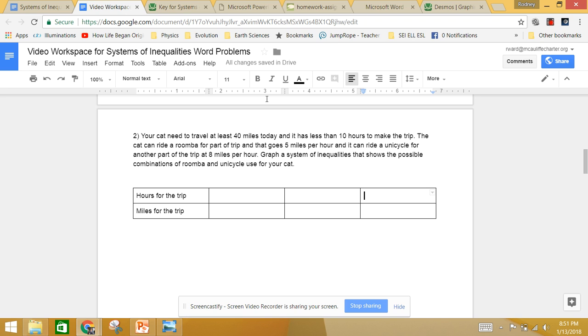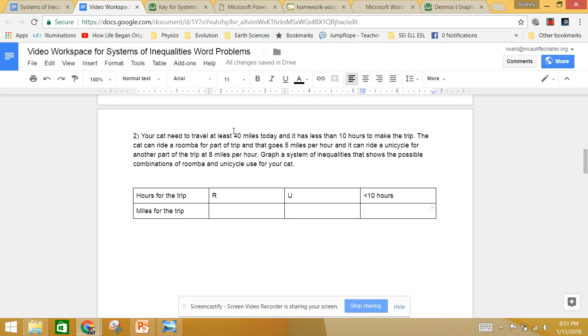Okay, the hours we know have to be, let's see. Your cat has less than 10 hours to make the trip. So we need to have a less than 10. That's the total hours. Now, some number of hours are on the Roomba and some number of hours are on the unicycle. I'll use R for Roomba and U for unicycle. And that's the simple sum of hours equation.